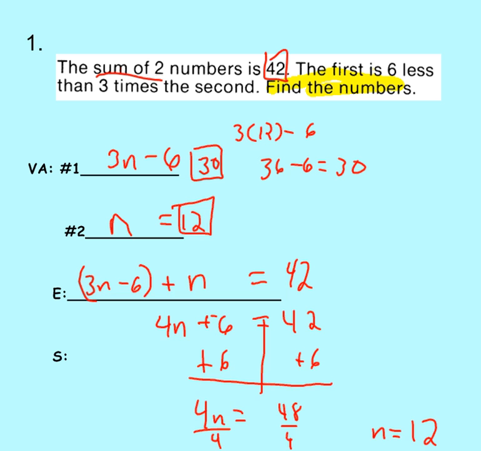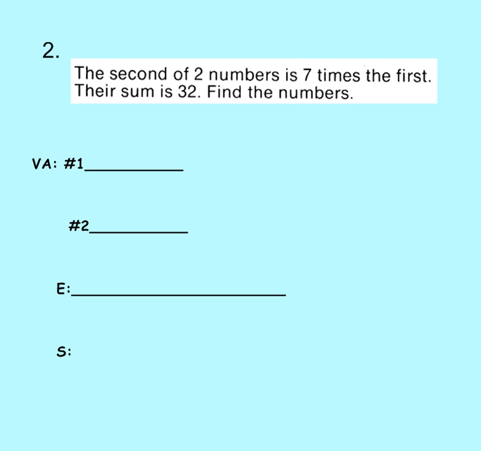Problem number 2. Same type of problem here. We have to find the numbers. The first thing we have to do is decide which one is going to get the captain variable. The captain variable is the variable by itself, no expression, nothing. So let's read through this. The second of 2 numbers is 7 times the first. Their sum is 32. In order to find the second number, we have to know the first number. So the first number is going to get our captain variable.